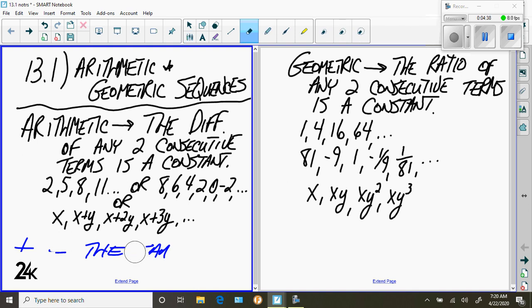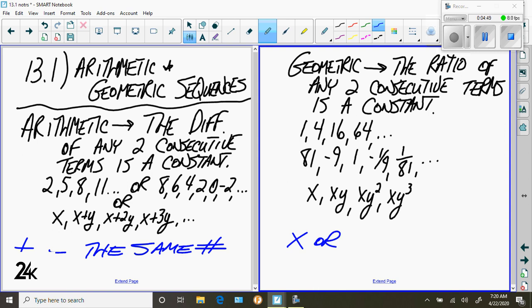So in other words, arithmetic sequences are adding or subtracting the same number. And over here, geometric, you're either multiplying or dividing by the same number. Oh, don't you wish the book would just say stuff like that? The stuff in the black handwriting is how the book approaches it.